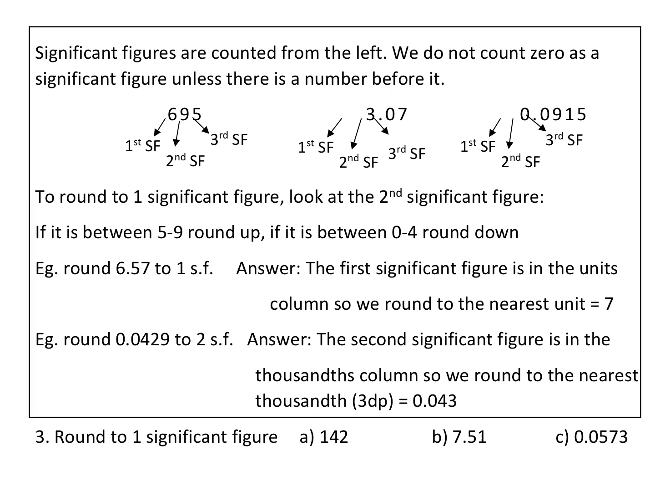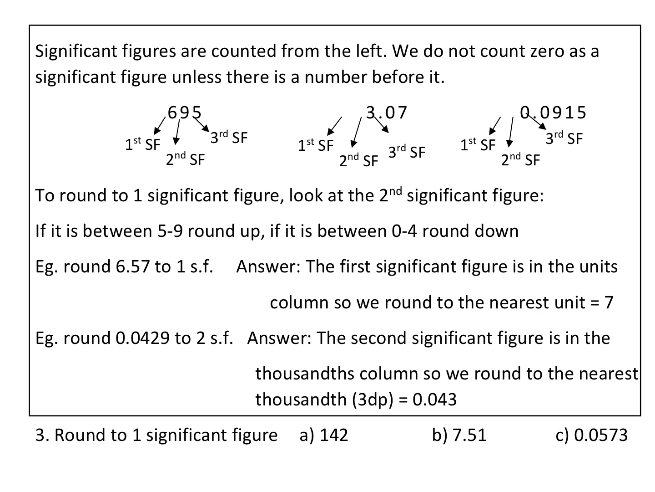Significant figures. Significant figures are counted from the left. We do not count 0 as a significant figure unless there is a number before it. So here we've got the number 695. The first significant figure is the 6, so in the hundreds column. The second significant figure is in the tens column, it's 90 or 9. And the third significant figure is the 5 in the units column.